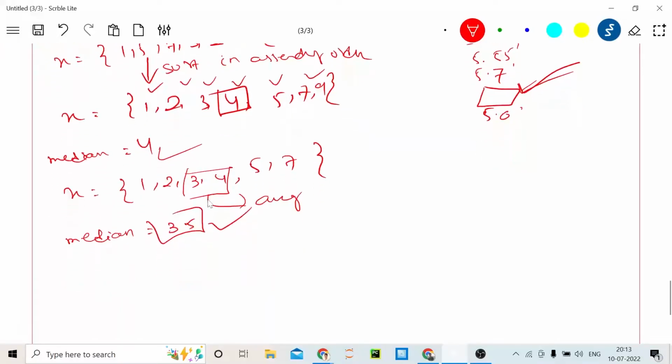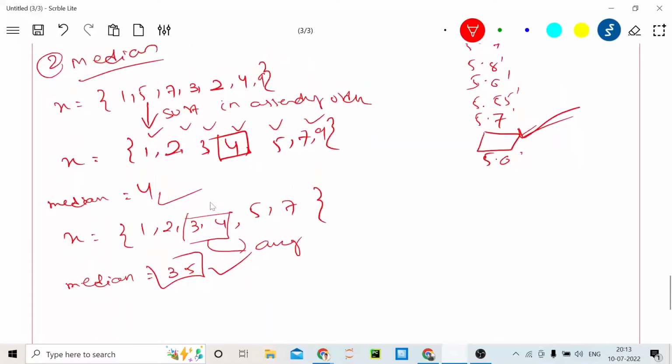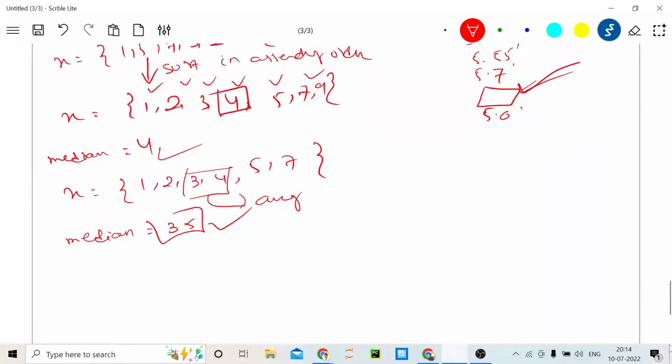Why are you not going for the mean, and why are you calculating the median? What is the difference between mean and median, and where are we going to calculate the mean, and where are we going to calculate the median? Let me tell you an example.